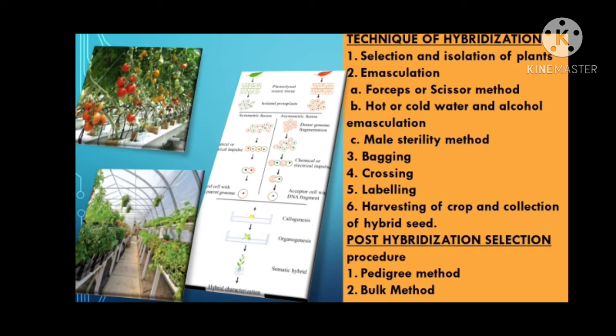Bagging. The flowers on female plants are kept in isolation by enclosing them in bags so that no foreign pollens may fall on the stigma. This process is called bagging. Paper or polythene bags or muslin cloth are used for this purpose. Crossing bags are opened at the time when the act of pollination is to be performed. After that, the female cross-pollinated flower is again bagged.